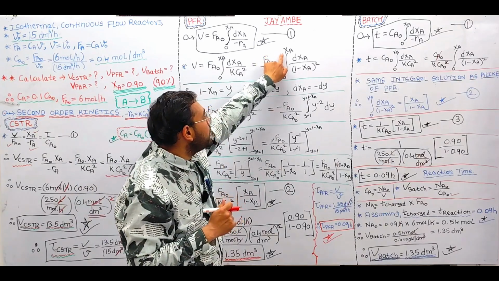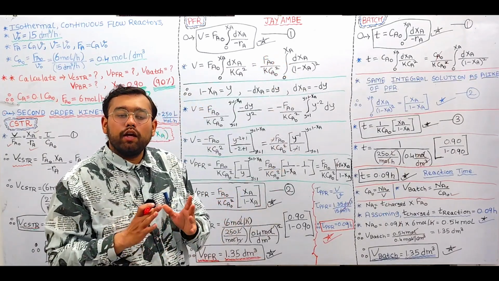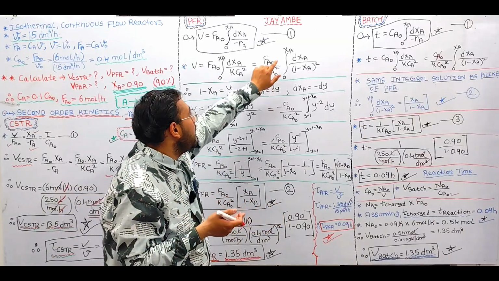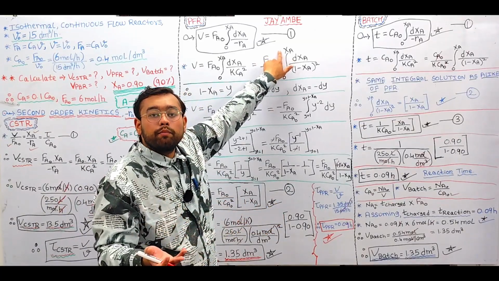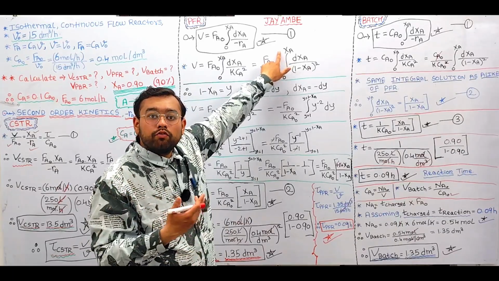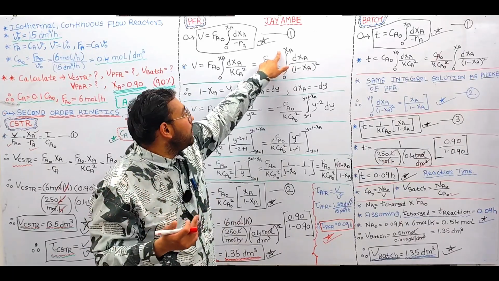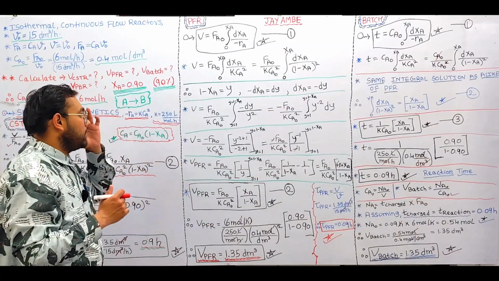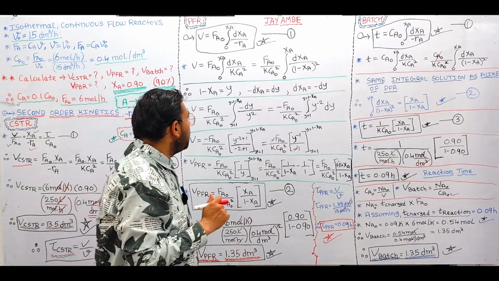xa, the upper limit, represents the fraction of conversion at any point. The conversion may be at 20%, 30%, 55%, 90%, or 100%, which is the fraction of conversion at any point in the reaction environment of the reactor.